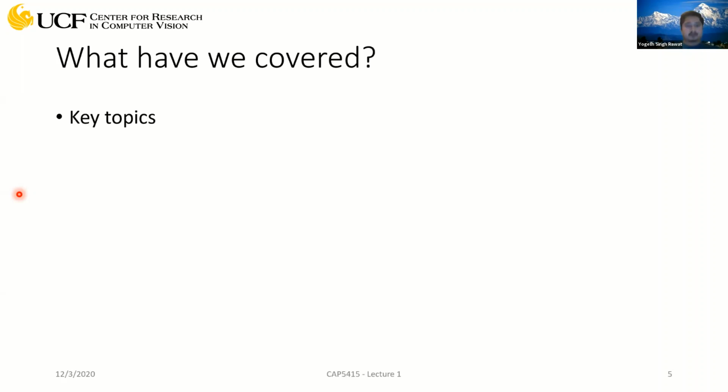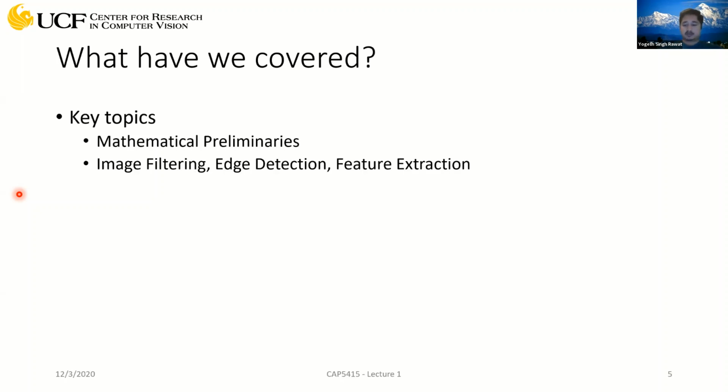All right, so these are the topics which we covered in this course. We talked about linear algebra, which was required for some of the concepts in classical computer vision and also deep learning. We have covered image filtering, edge detection, feature extraction. We learned what neural networks are. We covered the basics there.